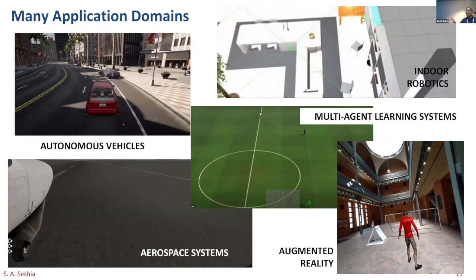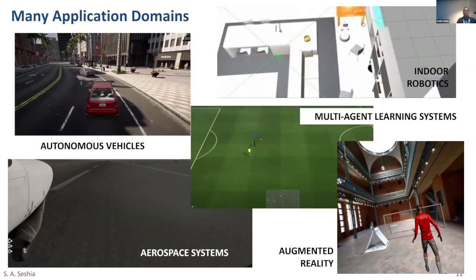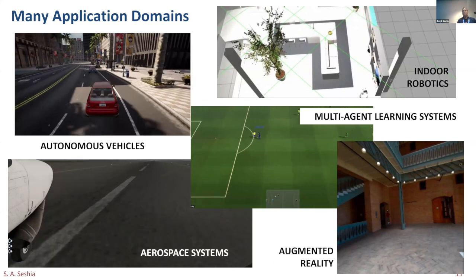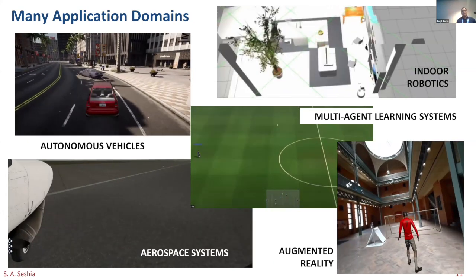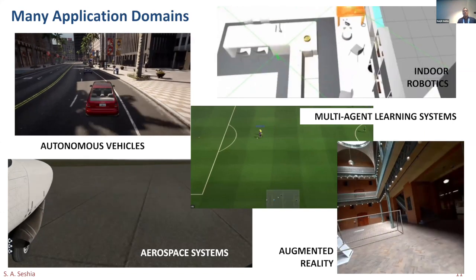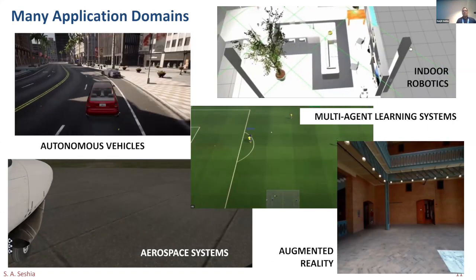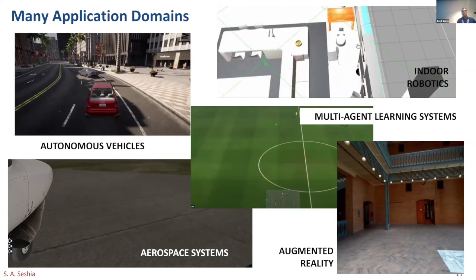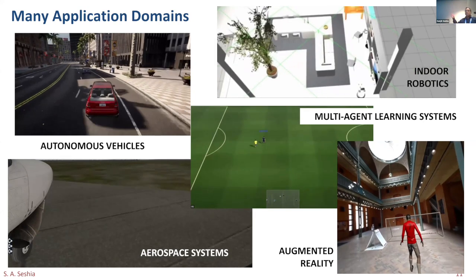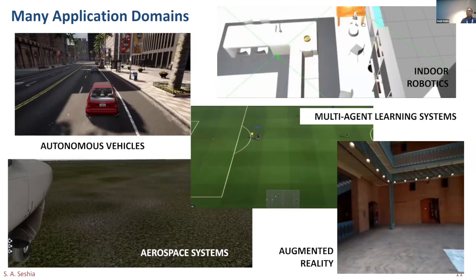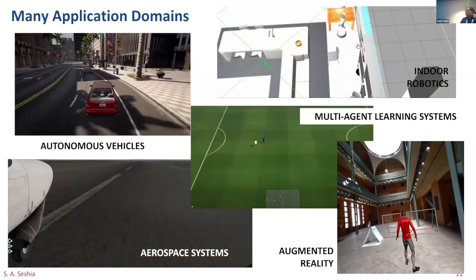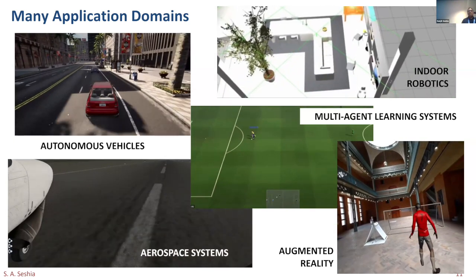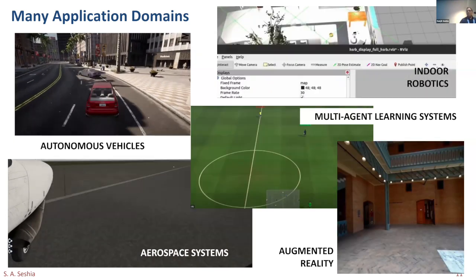So speaking of application domains, this slide shows 5 of the domains that have been explored. Autonomous vehicles is a popular one that we started with, but we've also applied it in collaboration with people at Boeing to aerospace systems, in collaboration with people at Toyota and other places to indoor robotics, to multi-agent systems like the soccer playing example that you see here, as well as to augmented reality and virtual reality applications.